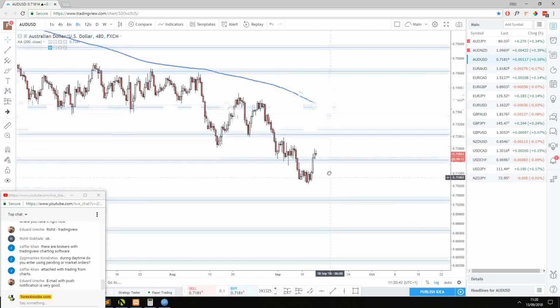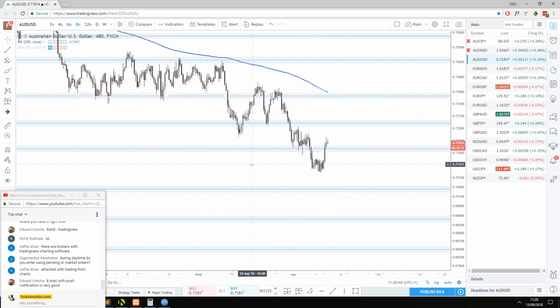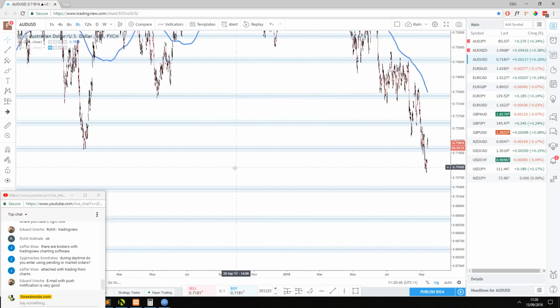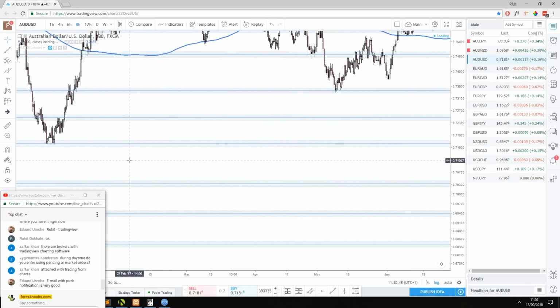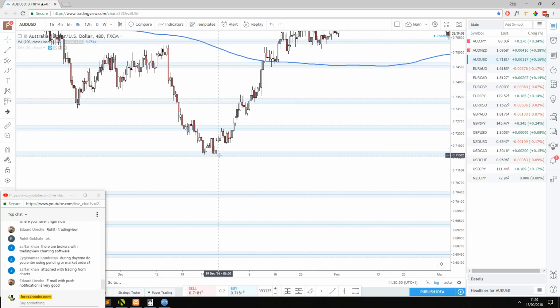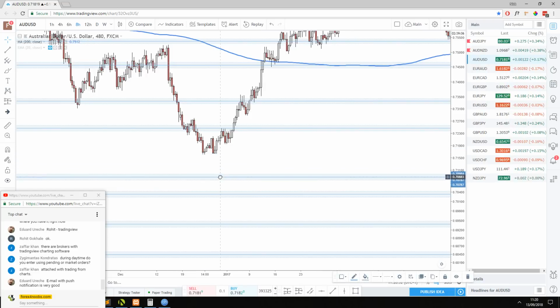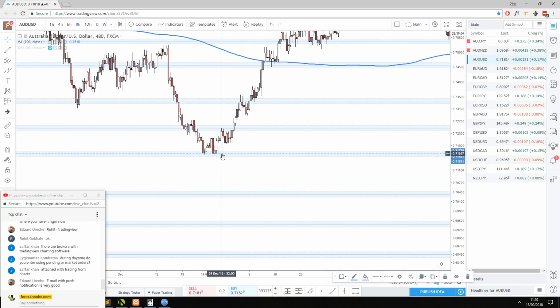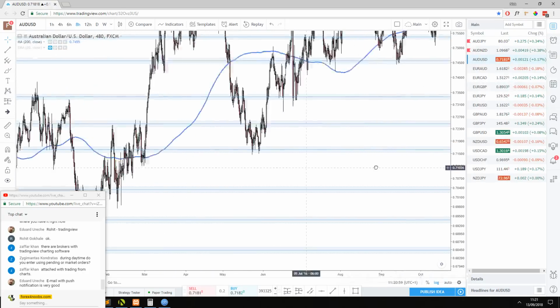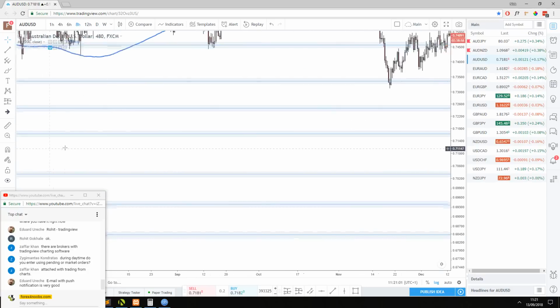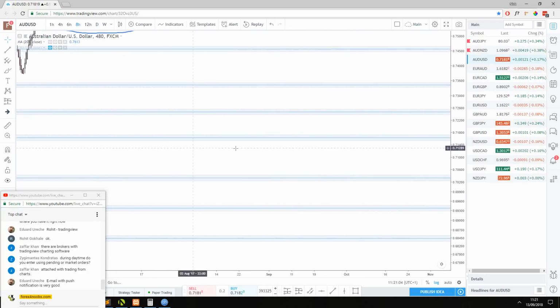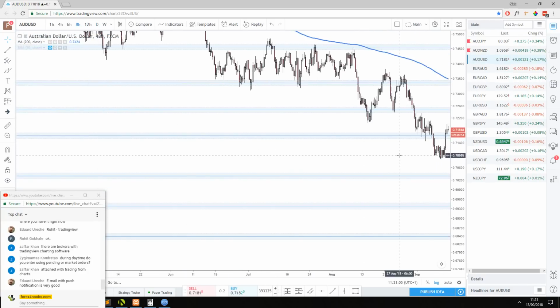AUDUSD. AUDUSD has pulled back above this resistance area. Now this resistance area is actually quite a strong one. This bounce here, major bounce, and then if you look back further, you got more bounces. So this is a strong resistance area. I'm going to keep the resistance area where it is.